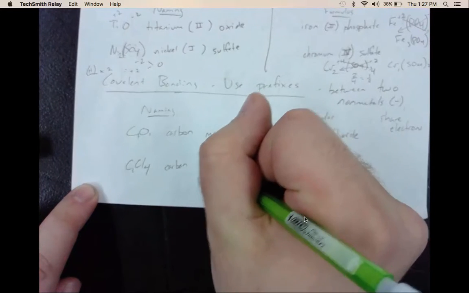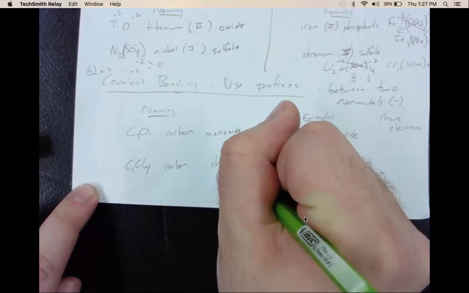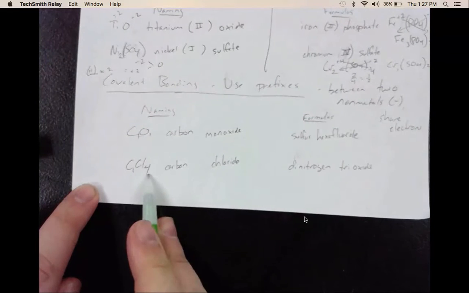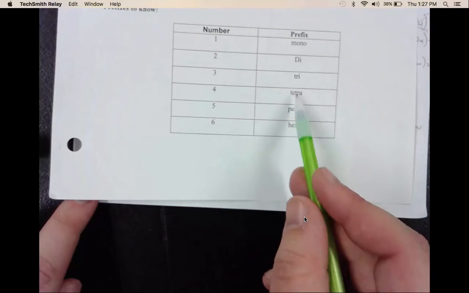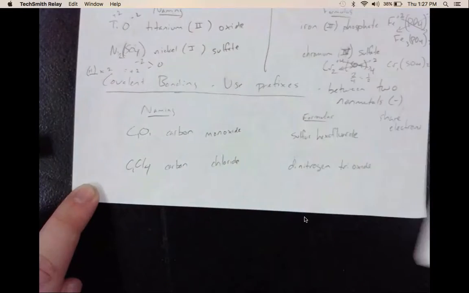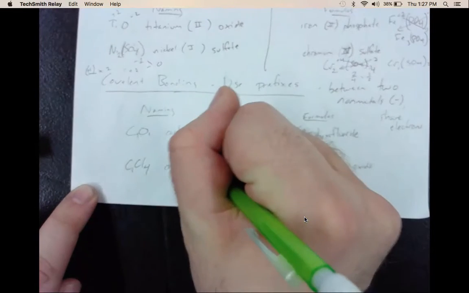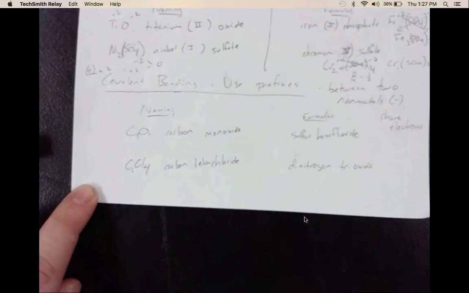Chlorine's negative, so we change it to chloride. Now we need to figure out how many we have. We have 4, so we can look up tetra. So then it's carbon tetrachloride.